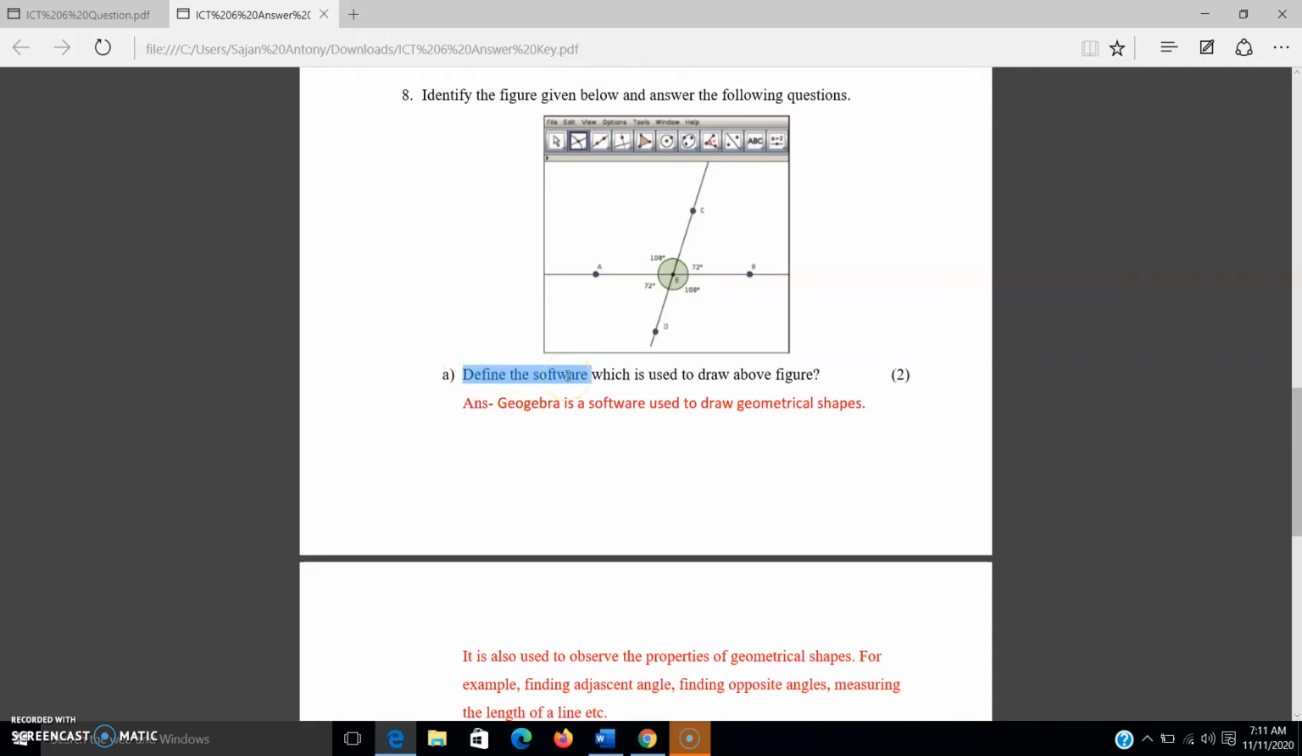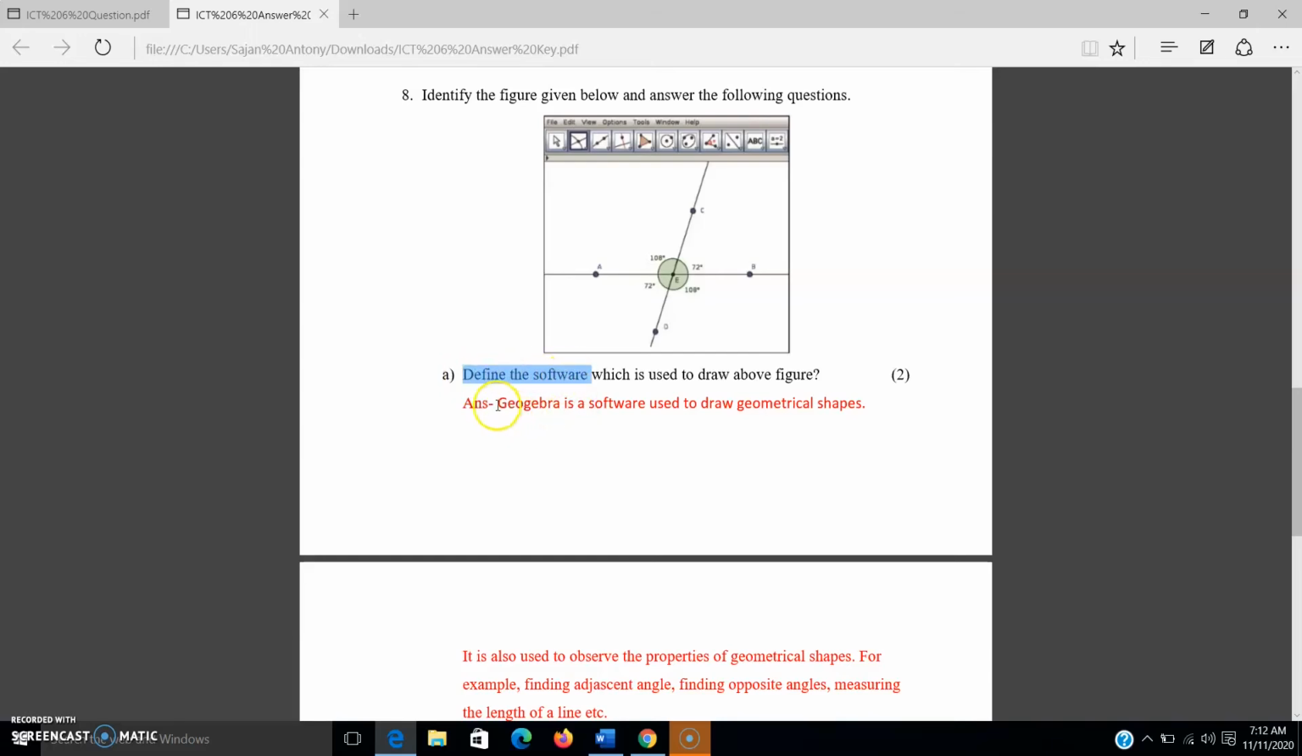Define the software which is used to draw the above figure. So which software is used to draw this figure? You all know, from the figure itself you can identify which software this is. Yes, the answer is GeoGebra. Okay, and I have told you to define that software.